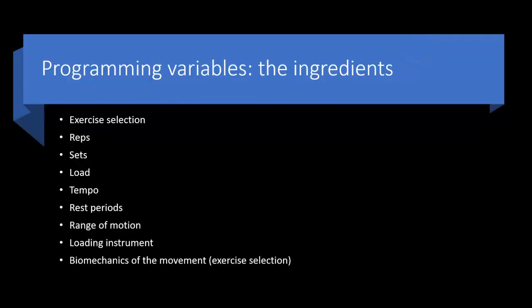The programming variables are the ingredients and then how much of the ingredients. So we have exercise selection, that's what's going into the recipe or the program. How many reps are being completed, sets, load, tempo, rest period. In terms of exercise selection, is there a specific range of motion? What loading instrument am I using? Is it a barbell, dumbbell, kettlebell, sandbag, body weight? Then also the biomechanics of the movement. If I say deadlift, there's different ways to do a deadlift. It could be more with legs bent, like a Romanian deadlift. Those are all things to consider in terms of training variables.